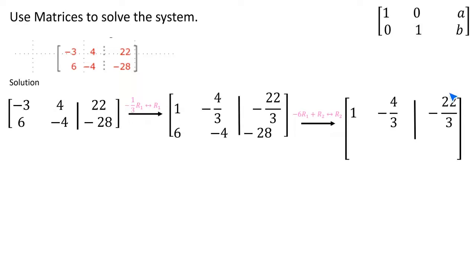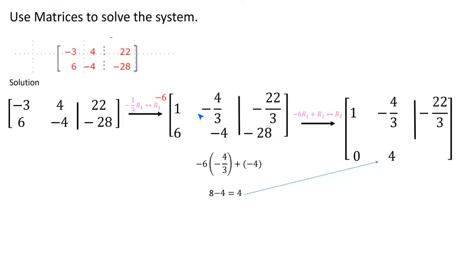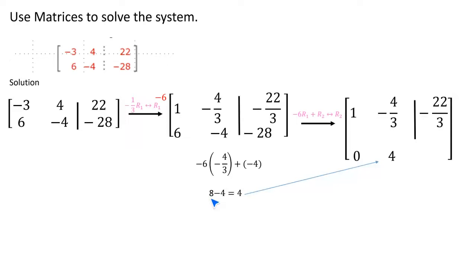So I'm not going to change row 1, so I can just write it out. And now let's work on changing row 2. So we have negative 6 times 1 plus 6 gives me 0. So I put my 0. And then negative 6 times negative 4/3 plus a negative 4. Well, negative 6 times negative 4/3 is positive 8 minus 4 is equal to 4.